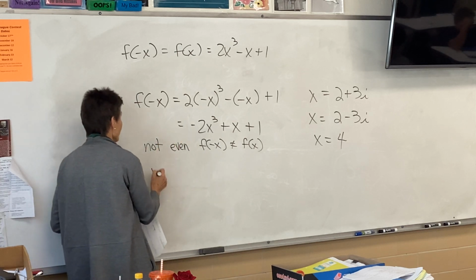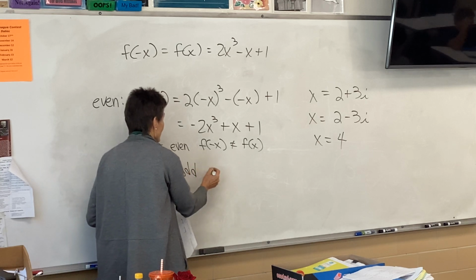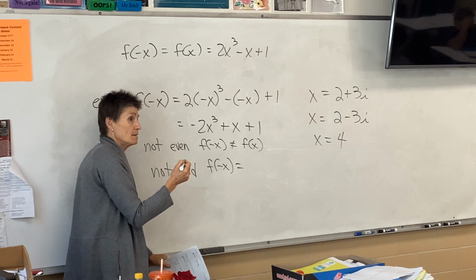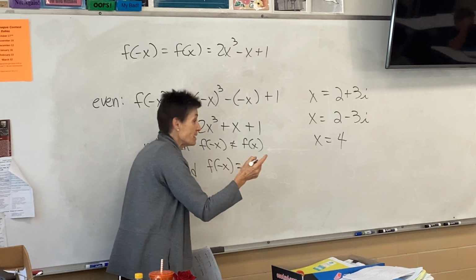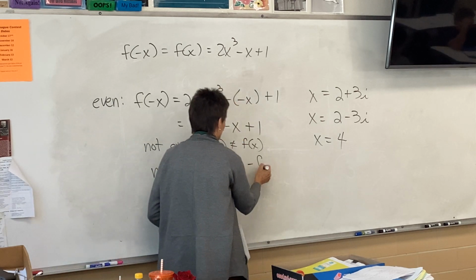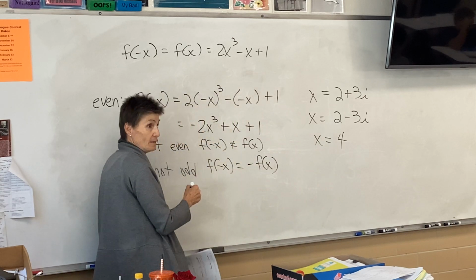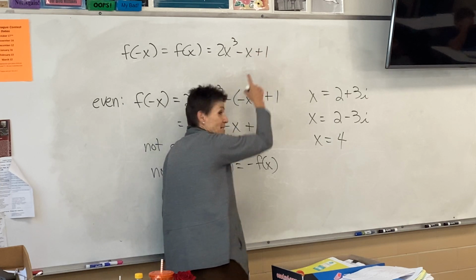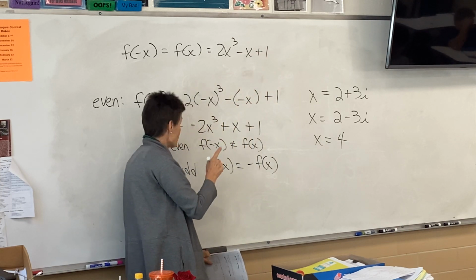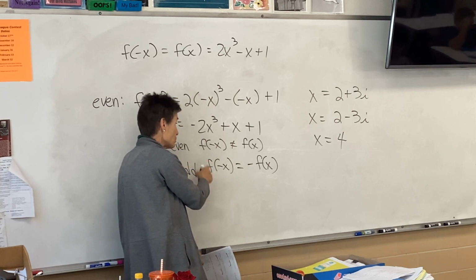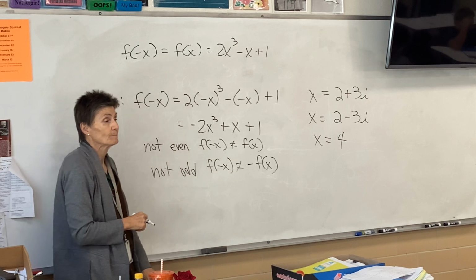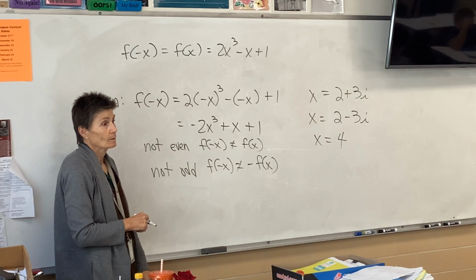But I can tell right now it's not odd either, because what happens in an odd? Every sign changes, right? So that would have to be negative f of x, which would be negative 2x cubed plus x minus 1. So since neither one of these were true, it's a neither. That's a neither.